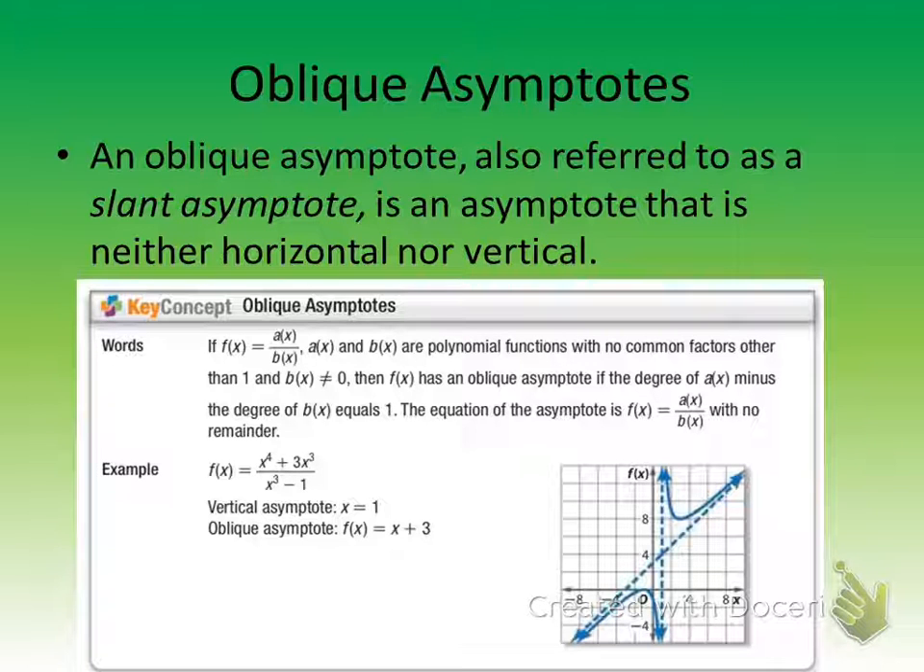Now, where they happen, if you read really carefully, it'll say in that box of key words: if f of x equals a of x over b of x, and a of x and b of x are polynomial functions with no common factors other than 1, and b of x does not equal 0, all the same normal lingo, right? Same stuff as always. Now the important stuff. Then the function has an oblique asymptote if the degree of a of x minus the degree of b of x equals 1.